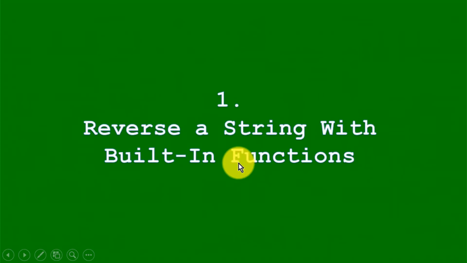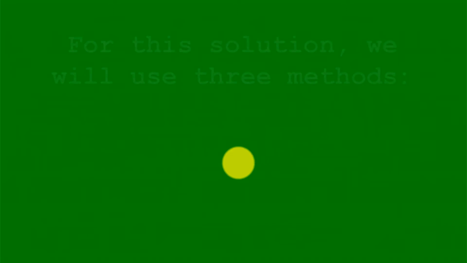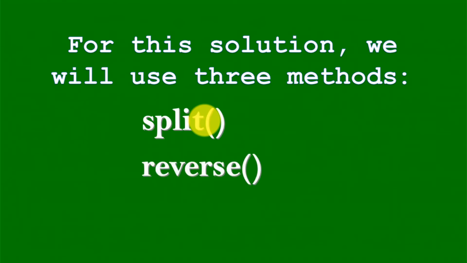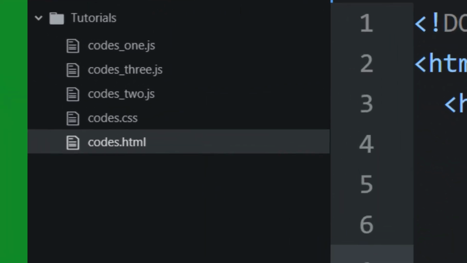The first method will be to reverse a string with built-in functions. Here we will use 3 methods. The first one will be the split method, the second will be the reverse method, and the third will be the join method, as we have discussed them in the previous video. Let us shift to the code editor.